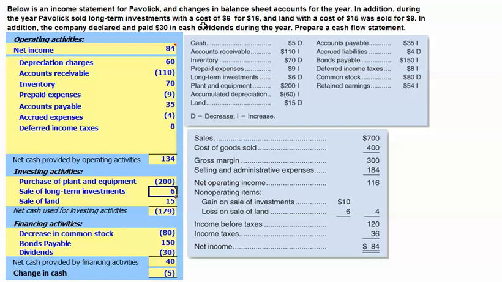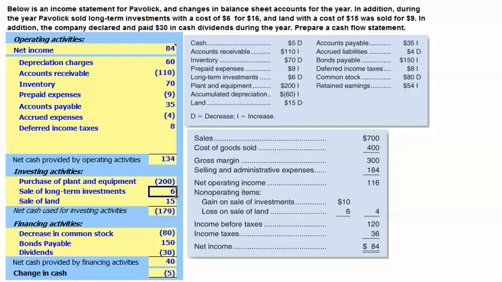All right, now let's go ahead and incorporate the information we are given regarding the sale of our long-term investments. We're told investments with a cost of $6 were sold for $16. This would have been our journal entry. We would have debited cash for 16 and credited long-term investments for 6, and of course a gain on sale of 10. So instead of $6 for the cash from the sale of long-term investments, we really received 16.